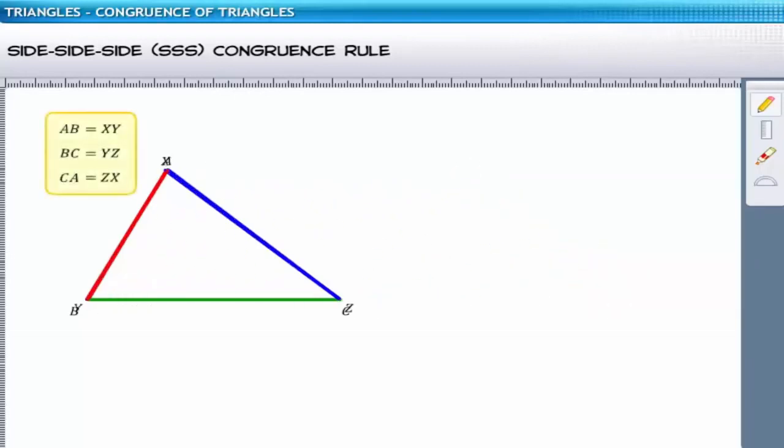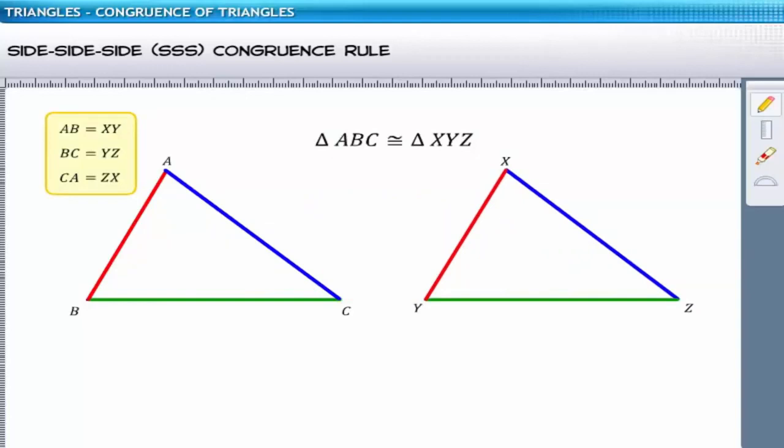On comparing, we see that the respective sides are equal. Therefore, the triangles are congruent.